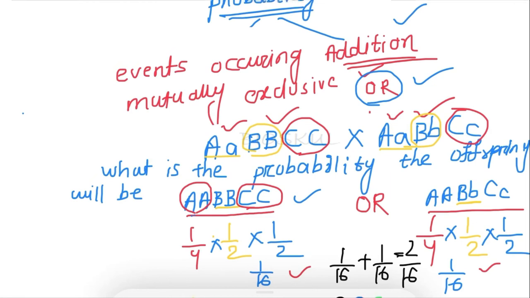So understand, the probability of getting A, B, and C are independent of each other. So first we apply the multiplication rule. Then, for the probability of getting AABBCC or AABbCc, in that concept, we have to apply the addition rule. So in this question, we have applied both the multiplication rule and the addition rule.